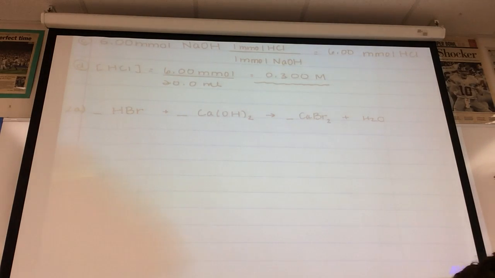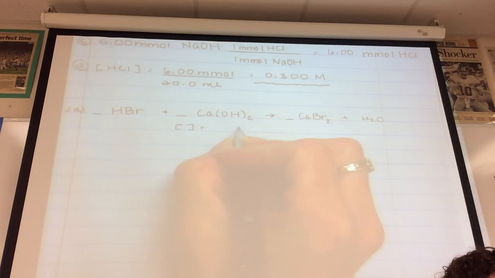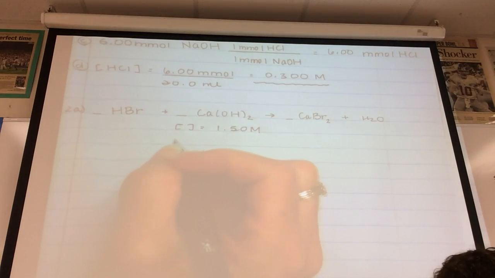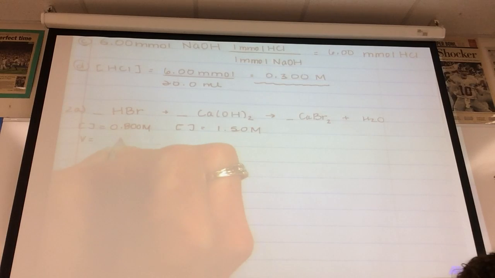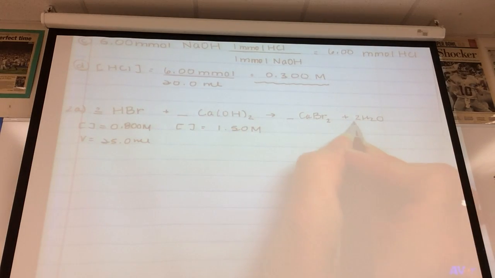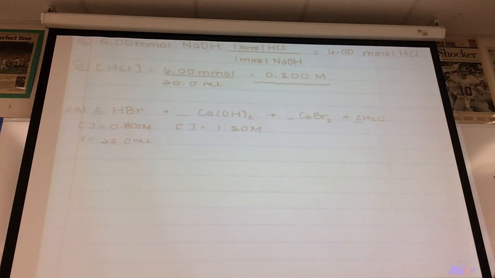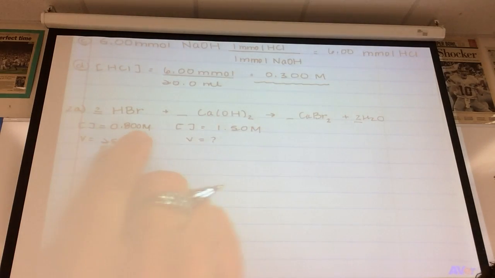All right. We also want to get the information down. The concentration of the base is 1.50 molar. We do have to balance. The concentration of the acid is 0.800 molar. The volume of the acid is 25 mils. And if you don't balance, you're also going to have issues.